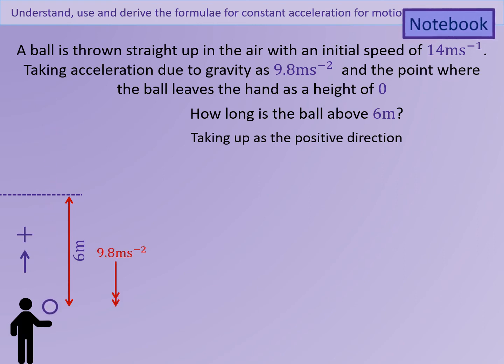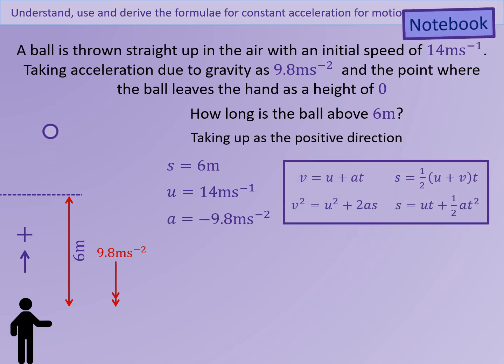Again, taking up as the positive direction, we can let s equal 6. The initial velocity was 14, and the acceleration is negative 9.8 because we have taken upwards as positive and the acceleration is downwards. We want to know the time when the ball is at this height. So we're using this formula here.